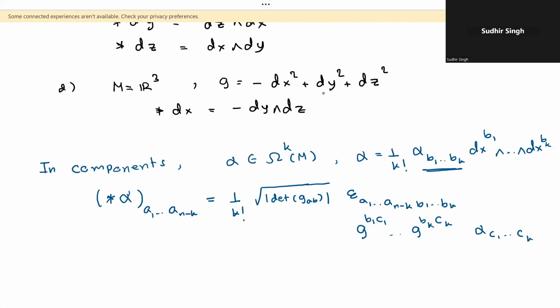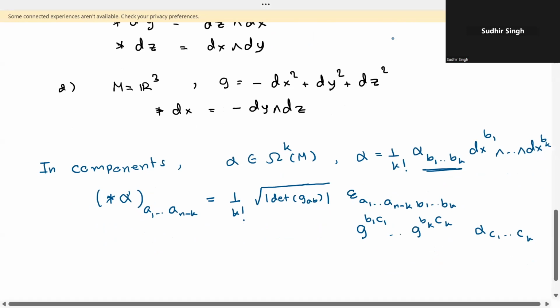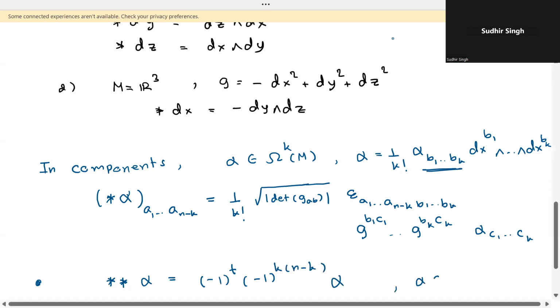One last property I'd like to mention is an important property: when you apply the Hodge star operator twice to alpha, it will be proportional to alpha with this factor, where alpha is a k-form on M.